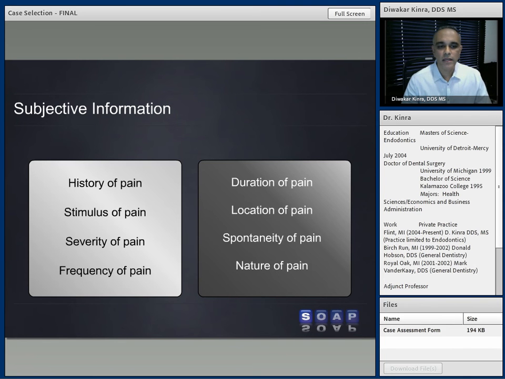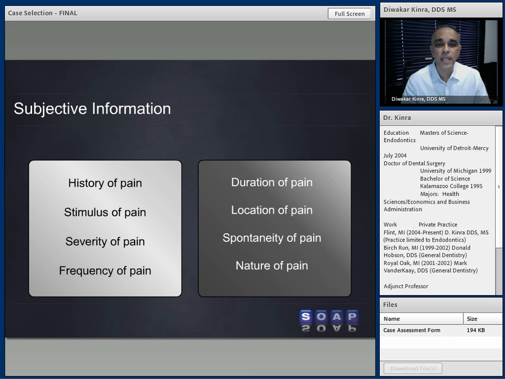Spontaneity of pain. Here again, I just want to see if it's spontaneous or non-spontaneous. And lastly, I'm looking at nature of pain. I want to ask the patient, why don't you use some descriptor words to describe the discomfort you're having? And if they tell me, doc, it's burning, it's shooting, it's dull, these are words describing their pain that I'm going to write down because when they come back, I'm going to ask them the same type of questions.